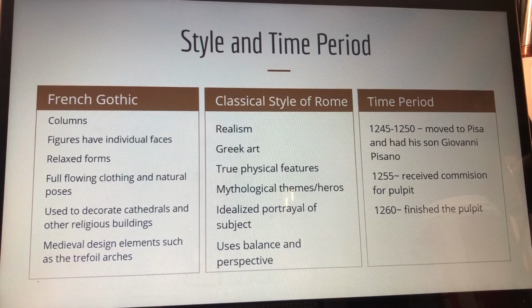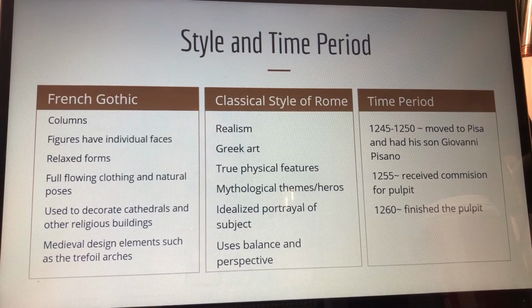In the classical style of Rome, he uses more realism and Greek art and true physical features, and he also uses mythological themes and heroes as seen on the baptistry pulpit. He uses a more idealized portrayal of subjects, and he also uses balance and perspective. As for the time period of the baptistry pulpit, in 1245 to 1250 he moved to Pisa and had his son Giovanni. In 1255 he received the commission for the pulpit, and in 1260 he finished it.